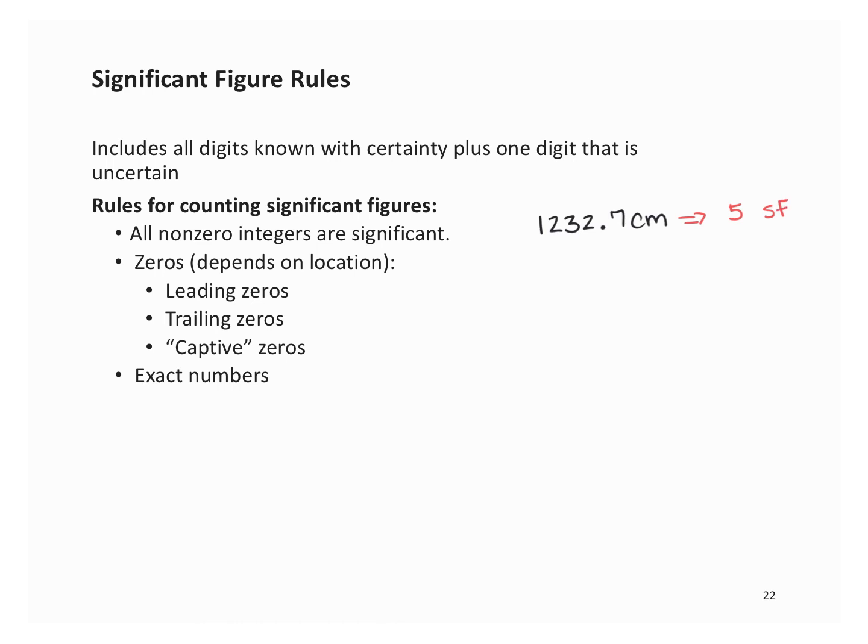Now, zeros, it depends on the location. You can have leading zeros, right? And you see these in really small numbers that are decimals. That would be an example of leading zeros. You can have trailing zeros, right? Those follow a number. And then you can have captive zeros, and those are in between 2 non-zero numbers.